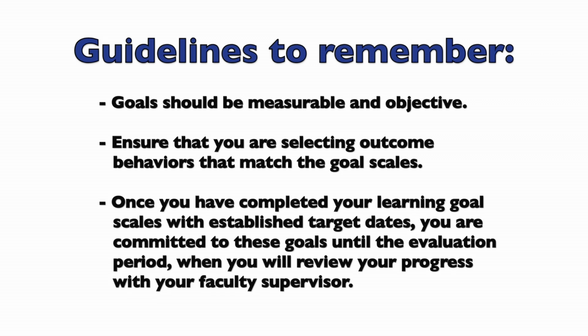Once you have completed your learning goal scales with established target dates, you are committed to these goals until the evaluation period, when you will review your progress with your faculty supervisor. Because the goal attainment scale is also a measure of your ability to predict outcomes, do not make any tweaks or changes to your goal scales once the process has begun. This is particularly important when the goal attainment scale is being used as an outcome measure for research.